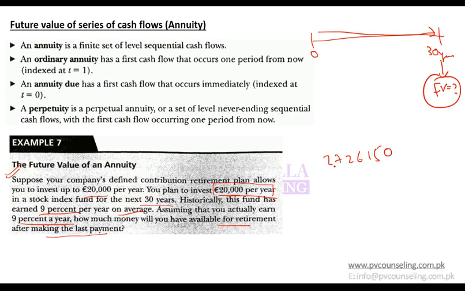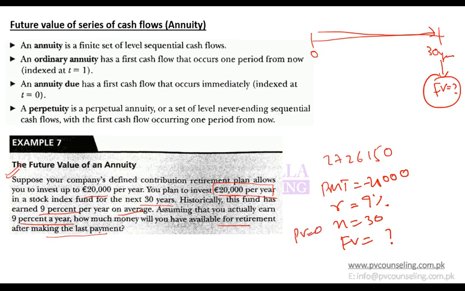272615, which means 2.7 million approximately. So simply your payment is 20,000, and in the calculator you can put it as negative. Your rate is 9% and N is 30, and you have to calculate future value.